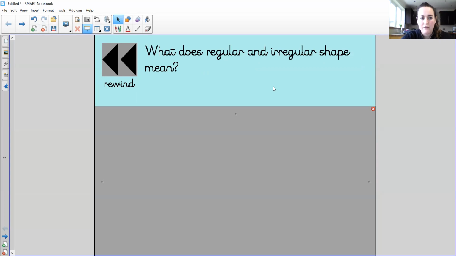So, firstly, rewinding back to yesterday's lesson, what do we mean by regular and irregular shape? Have a quick rewind. This shouldn't need to be brought from the back of your brain because it was only from yesterday, so it's kind of just put on the side of your working bench. So just bring that to the front of your working bench again. What does regular and irregular shape mean?